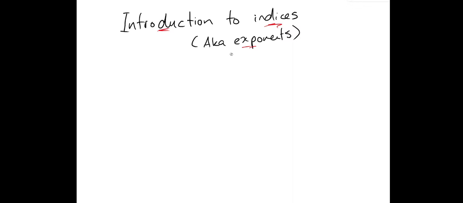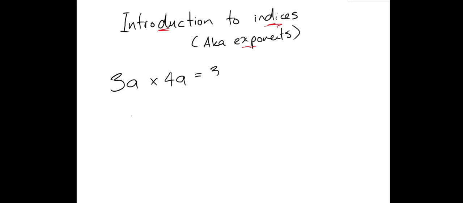So far we've looked at multiplying terms where the variables are all different, but what if they're the same? Let's use the example 3a times 4a. Okay, let's actually expand these out in their biggest form.